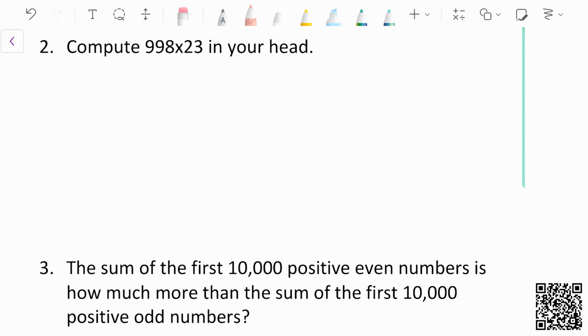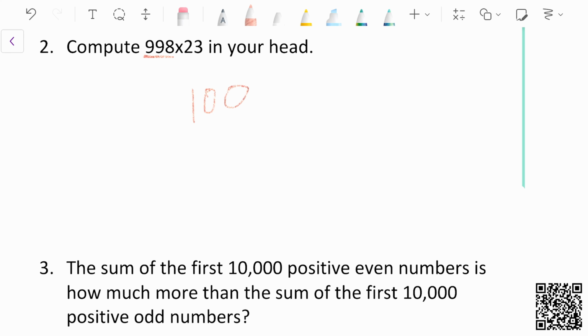Now, the second problem. Compute 998 times 23 in your head. So you can't use the standard algorithm, basically, but I'm going to write it down to show you guys the step process. 998, you can kind of tell here, is very close to 1000.